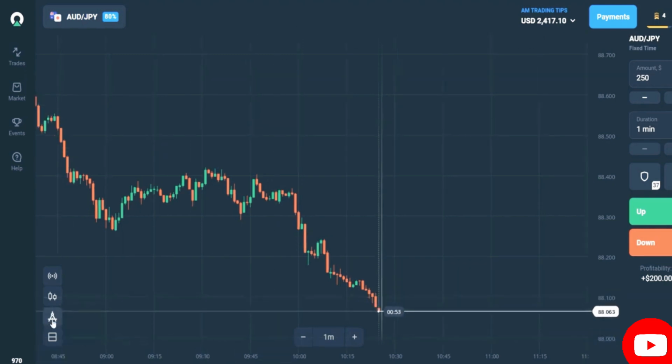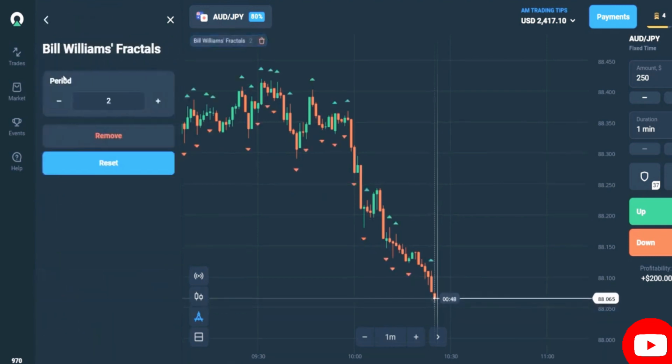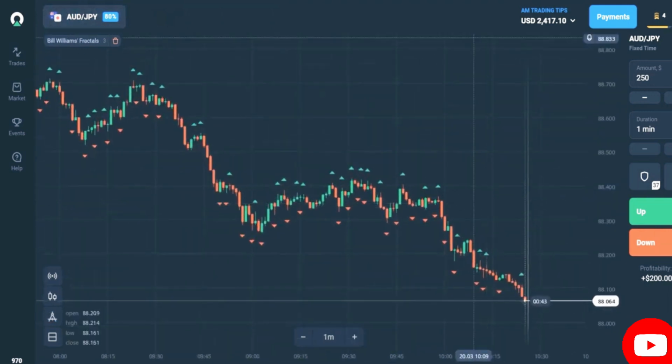To apply this indicator on the chart, you have to go to the Technical Analysis folder on the Olymp Trade platform, and then you have to click on the Bill Williams fractals indicator to apply it on the chart, but with some minor changes in the period setting from 2 to 3. Now this indicator is ready for trading.